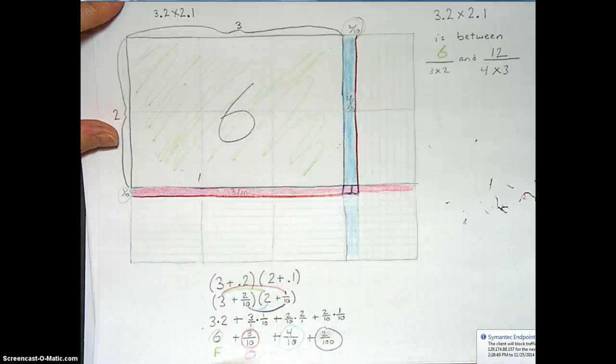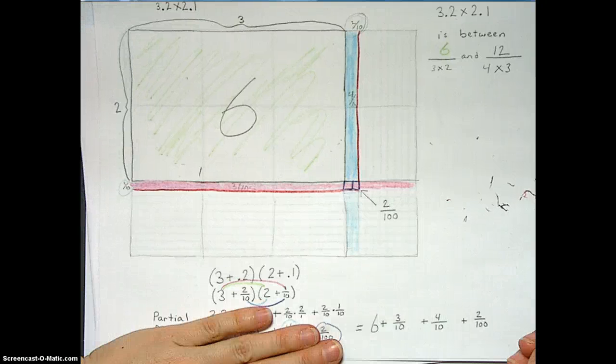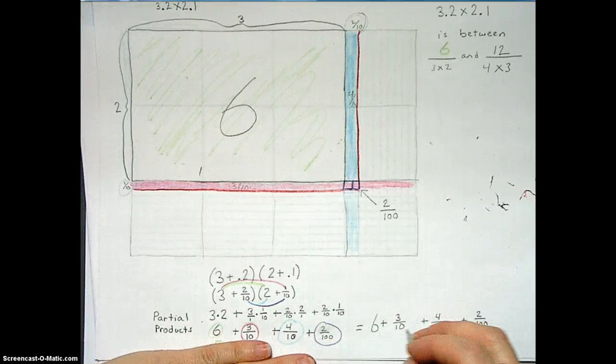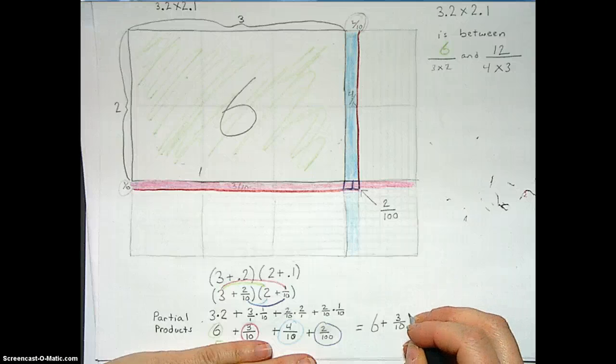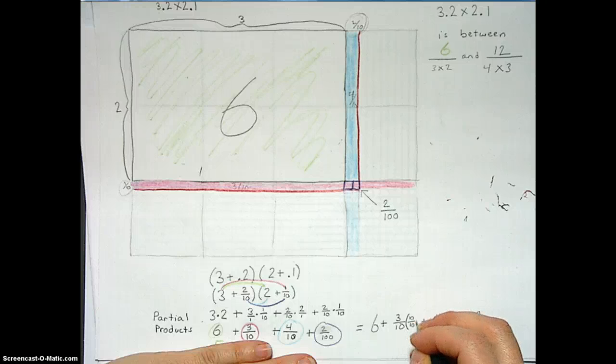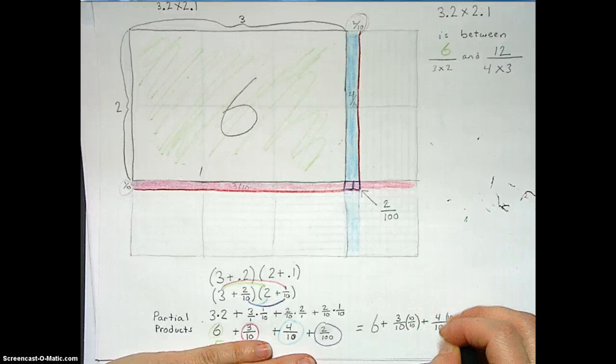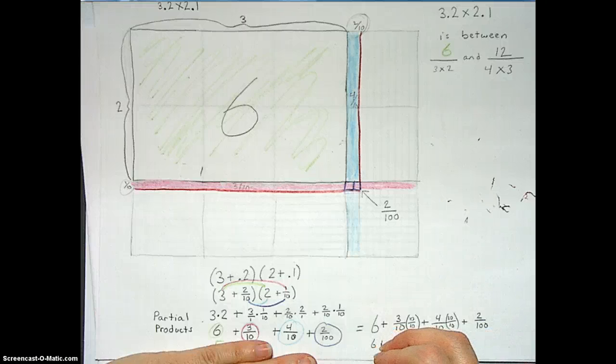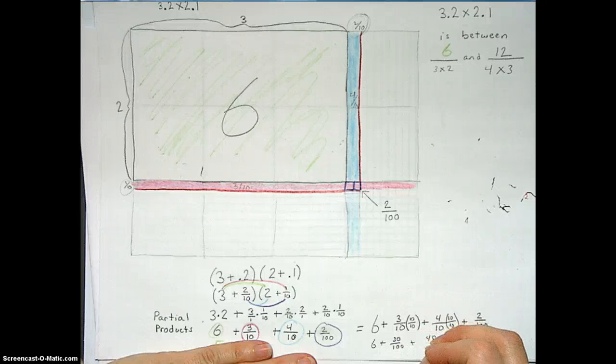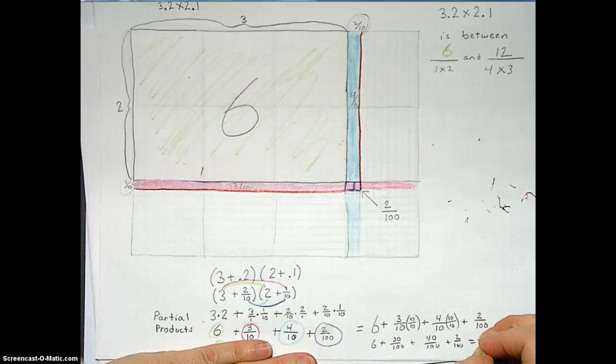So let's go ahead and get common denominators now and show what happens when we add up all our partial products. So here we go with our partial products. We need to get common denominators just like we did with the fraction problems. This time we're going to multiply by 10/10 and 10/10 here. And we get 6 plus 30 100ths plus 40 100ths plus 2 100ths, which is 6 plus 72 100ths.